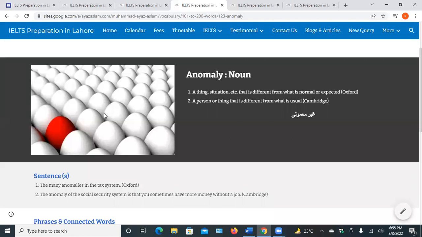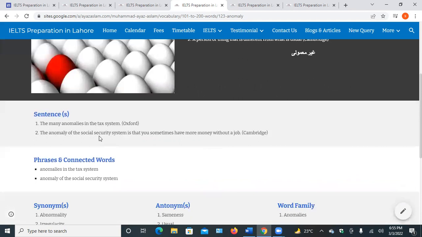In research articles, we mostly say that data is normal. When we collect data, we say that data is normal. When one value or one questionnaire in data collection is not normal, then we use the term the data is abnormal. Abnormality exists in this data collection. In this way, anomaly is a negative word. Anomalies in the tax system.